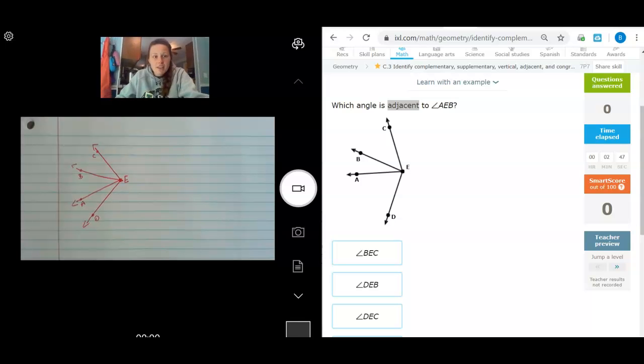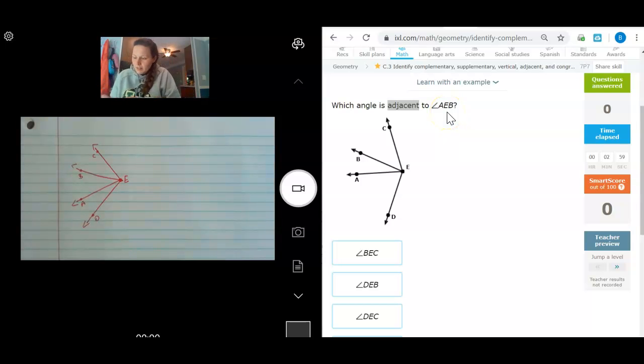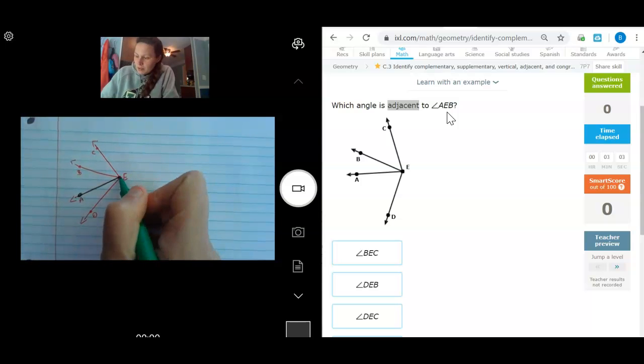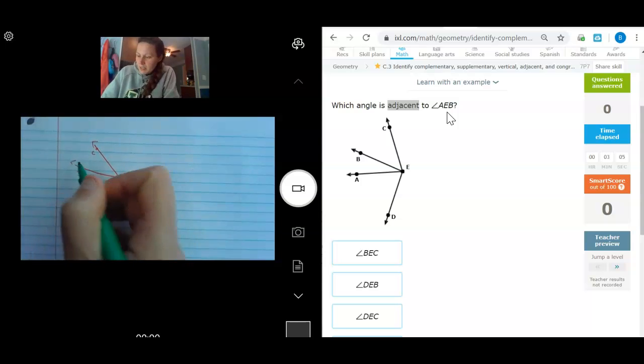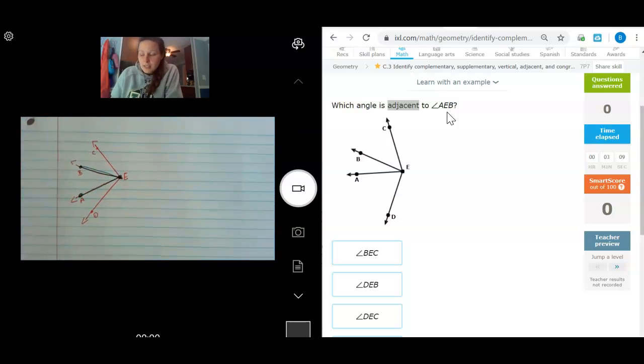I was told that we were having issues with C3, which is basically vocabulary. So this says the word adjacent, and we are talking about angle AEB. Angle AEB goes from A to E to B. Remember, E is in the middle, so that is going to be the vertex.